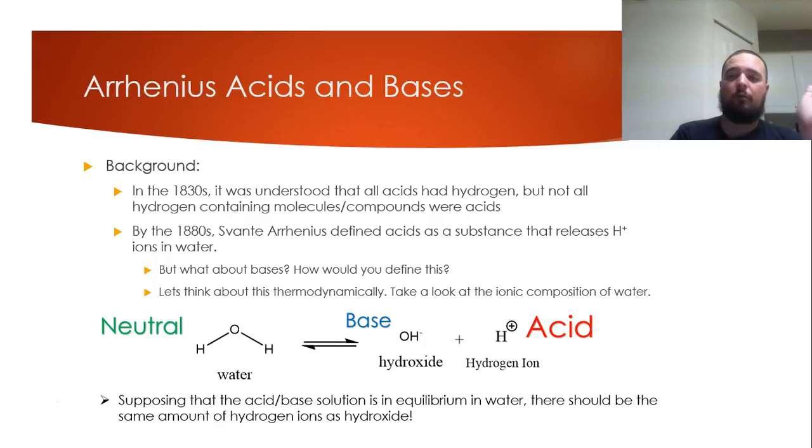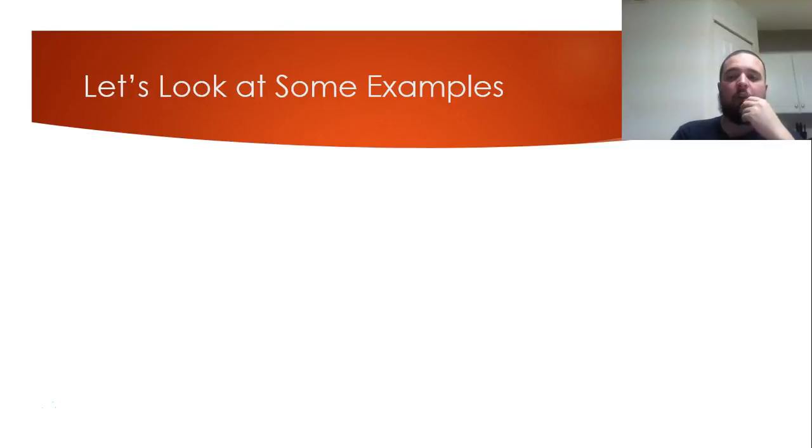Just one thing on the state of equilibrium: again, we have this pure water in a beaker, and we have equal amounts of hydroxide ions and hydrogen ions in equilibrium. So when it's in equilibrium in water, we should have the same amount. If you add something to water and it introduces more hydroxide ions or more hydrogen ions, that water or that other substance is going to have to try to compensate for that by introducing the exact opposite to keep it in equilibrium. So let's take a look at some examples of these Arrhenius definitions of acids and bases.